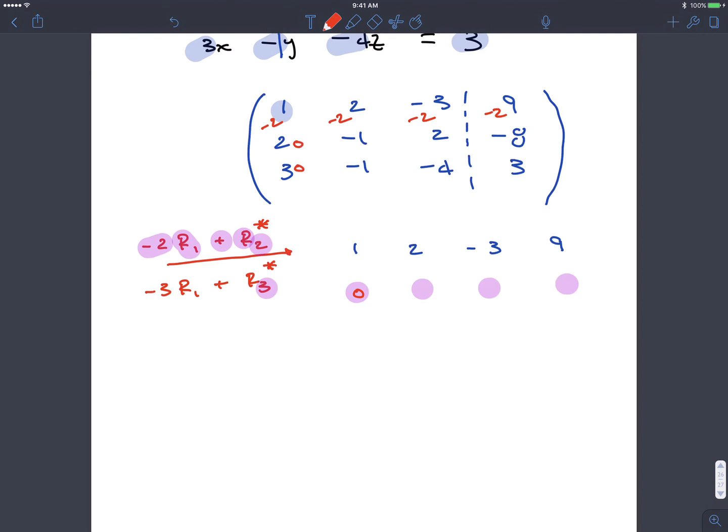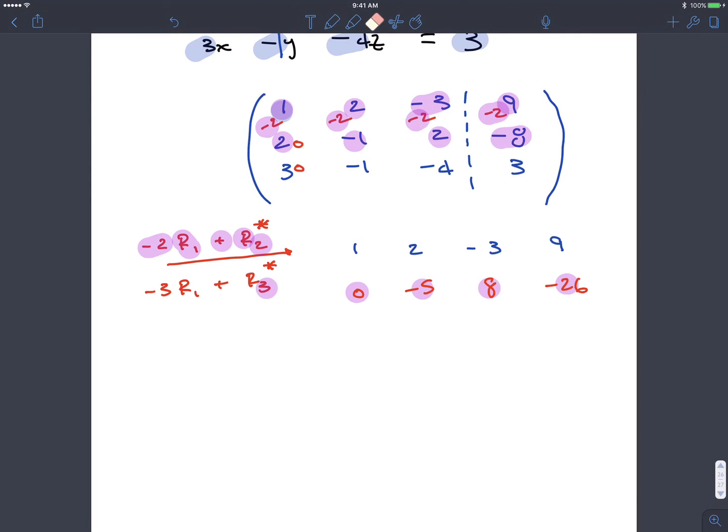Negative 2 times 2 is negative 4, plus negative 1 is negative 5. Then negative 2 times negative 3 is positive 6, plus 2 gives me an 8. Negative 2 times 9 is negative 18, plus negative 8 is negative 26. This is how we got the values here for our second row.